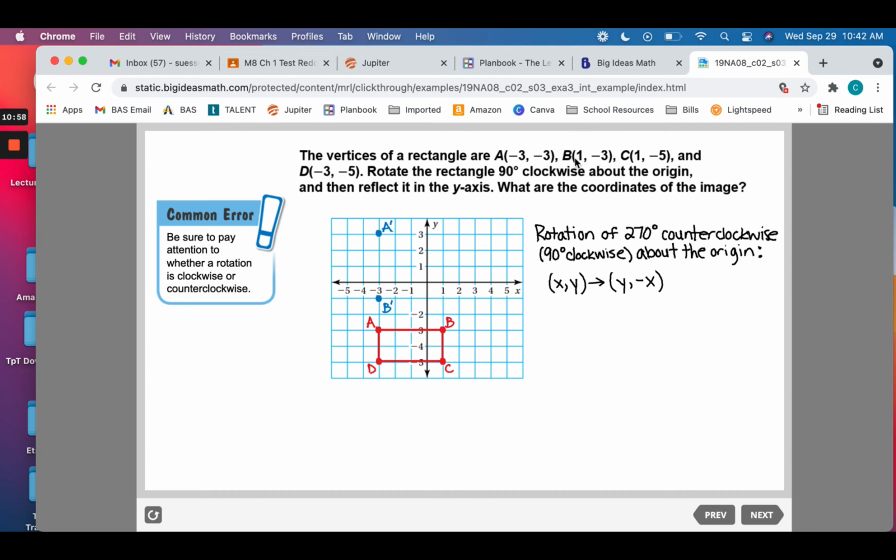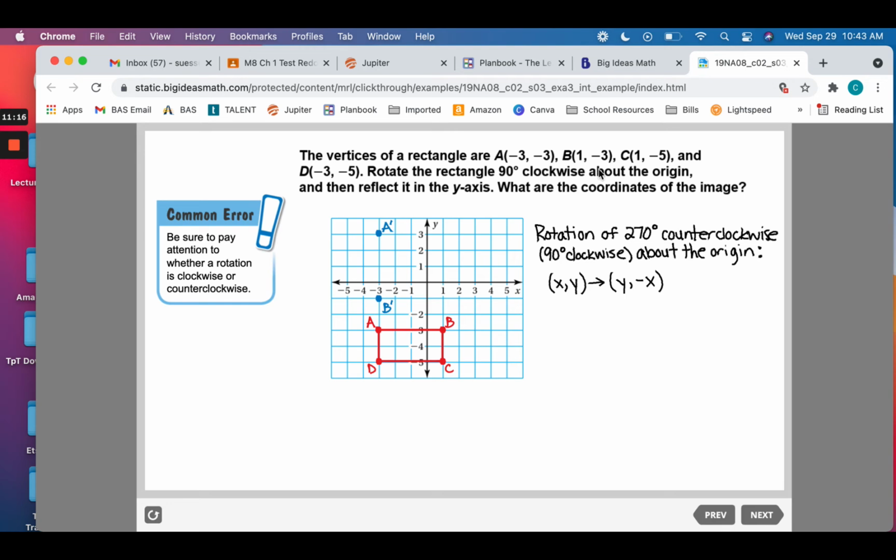Okay, let's try B. So we have B is 1, negative 3. We're going to apply this, so we're going to flip them. So it becomes negative 3, comma 1. But then we have to apply this negative to that 1. So it becomes negative 3, negative 1, which is right here. See how they graphed it?